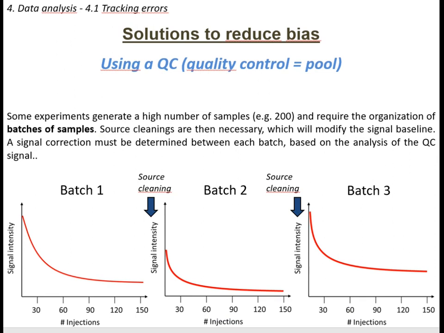Some experiments generate a very high number of samples. This is very true in metabolomics. And so you will inject your samples in batches, and maybe you will clean the source in between. By doing this, you will completely change the response of the source, and it will modify the signal baseline. So there again, you can use the quality control to correct the signal in order to be able to compare your samples from one batch to another.